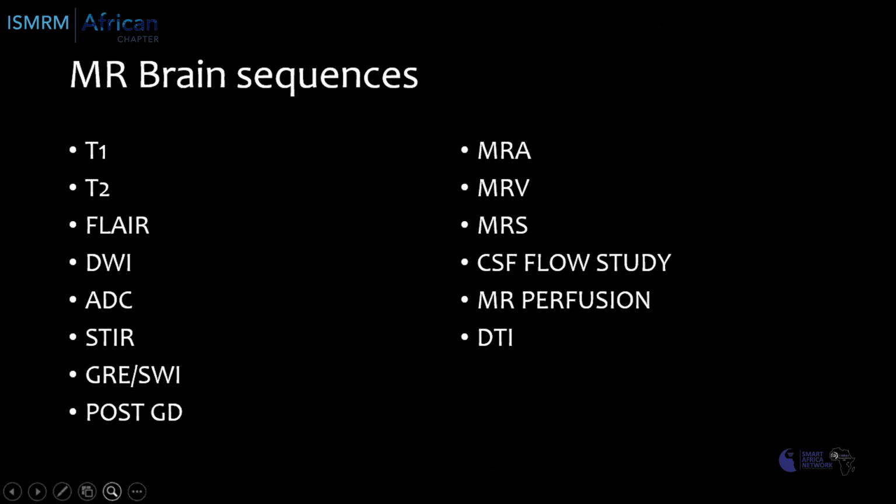Let's look at the MRI sequences. As I said, these can be varied to give protocols depending on the indication for the MRI. So the basic ones, you have a T1 weighted, a T2 weighted sequence. You have the DWI, the ADC, and we'll look at the GRE, SWI. We'll go through the full names. Then post gadolinium T1 images.